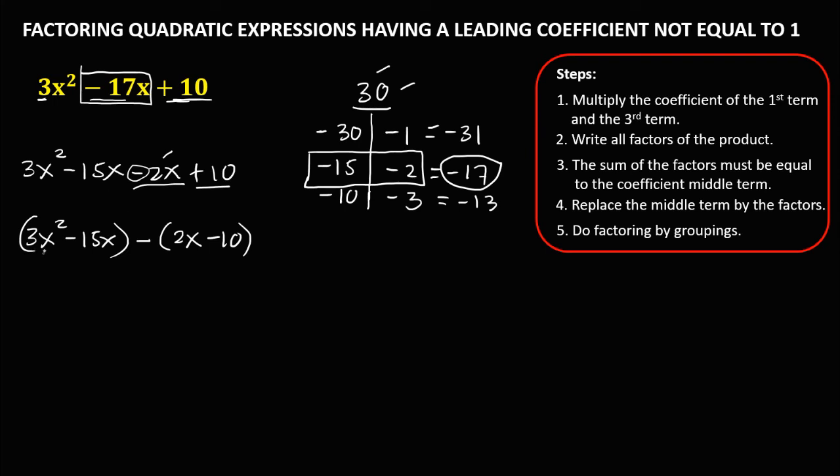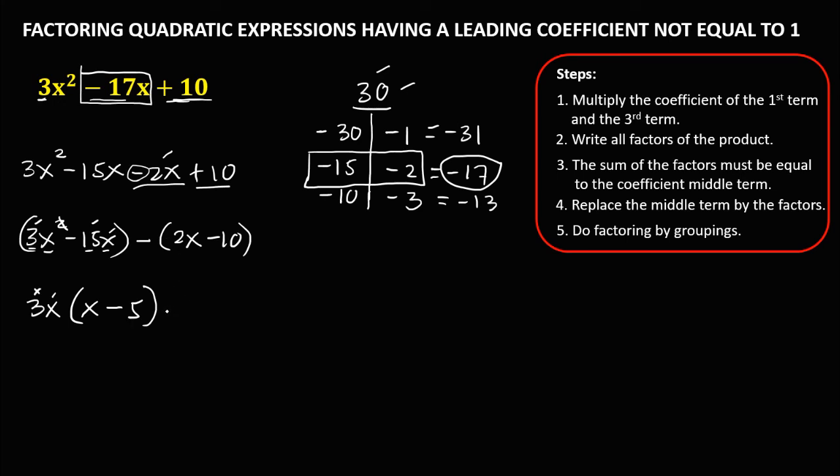So let's start with the numbers. So 3 and 15, this one is divisible by 3. Then x squared and x, so divisible by x. Then simplify. So 3 divided by 3, that's 1. X squared divided by x, this one is x. And then minus 15 divided by 3, this one is 5. Then x divided by x, that's 1. So these are the factors for the first group.